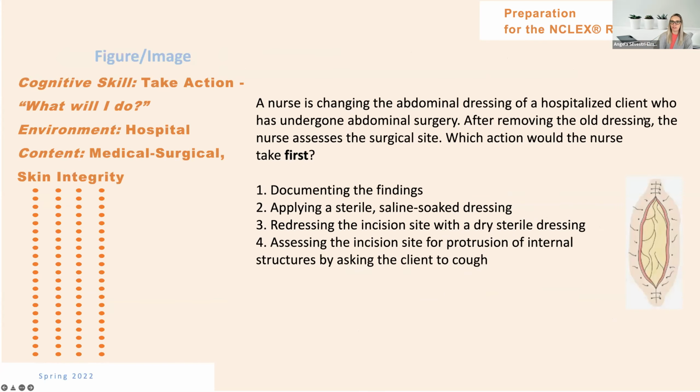Okay, next question. A nurse is changing the abdominal dressing of a client who has undergone abdominal surgery. After removing the old dressing, the nurse assesses the surgical site. Which action would the nurse take first? The nurse is going to document the findings, apply a sterile saline-soaked dressing, redress the incision site with a dry sterile dressing, or assess the incision site for protrusion of internal structures by asking the client to cough.